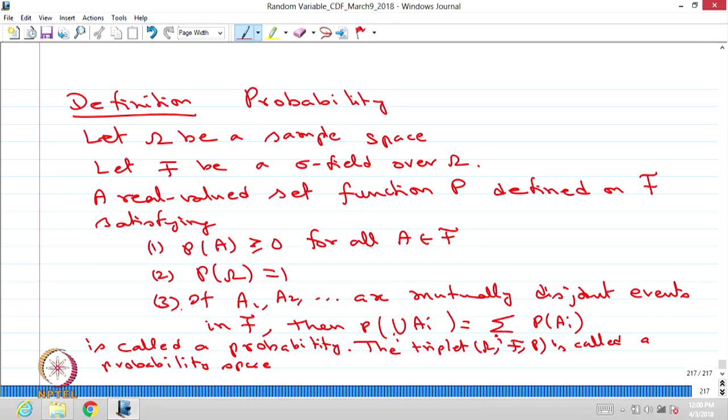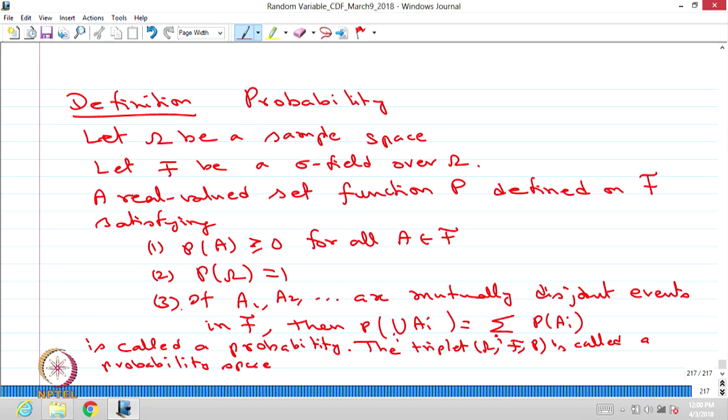We are defining the set function P on F, which is a real valued function, therefore it is a mapping from F to R, satisfying the three conditions. See the first condition, P of A is greater than or equal to 0. That means it is a real valued function and it is greater than or equal to 0, therefore the possible values of the range of P are going to be from 0 to infinity from the first condition.